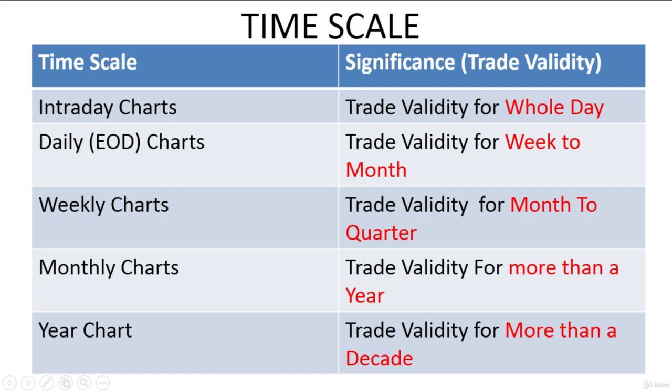Then the next time scale is monthly charts. Trade validity is more than a year. So those who have an investment horizon of more than a year analyze the monthly charts. If you analyze the daily charts and go for a time horizon of more than a year, that is not correct. Then the longest chart will be the yearly chart, with trade validity of more than a decade. So if I plan for an investment of more than 10 to 15 years, then I use a yearly chart.